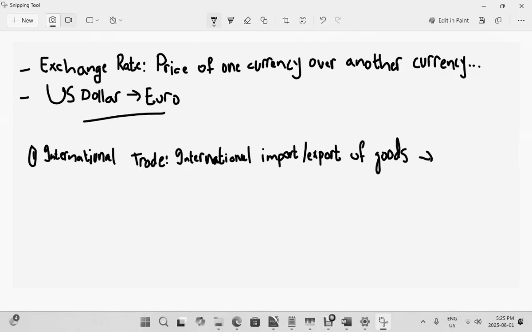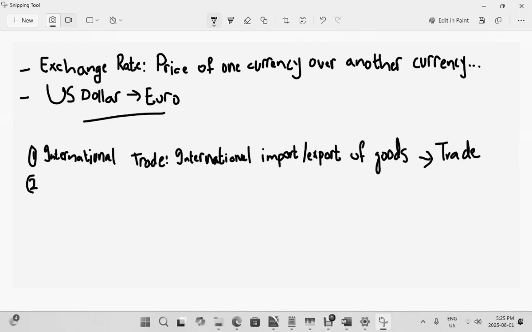So one nation buys goods, one nation imports, and the other one will export. Similarly, if you have one country that's importing, they might also export goods at the same time. So you have what we know as trade. Now we've talked about trade balance in the past, whether there's a trade deficit or a trade surplus. It has to do with import and export.